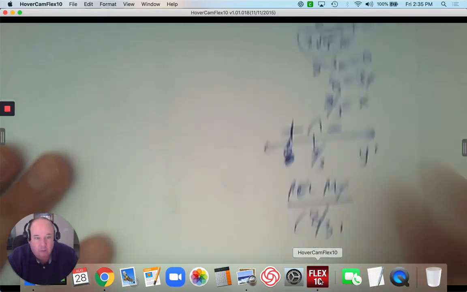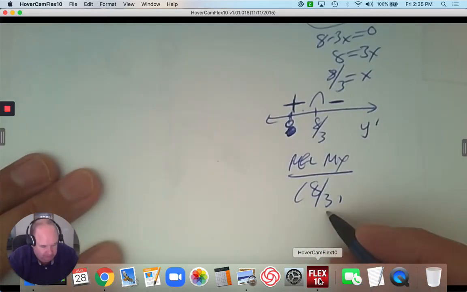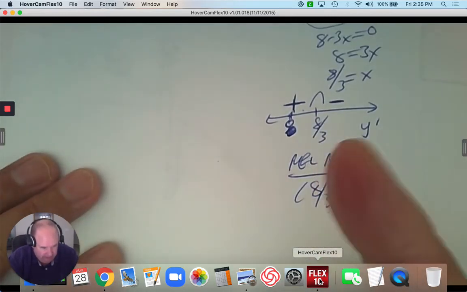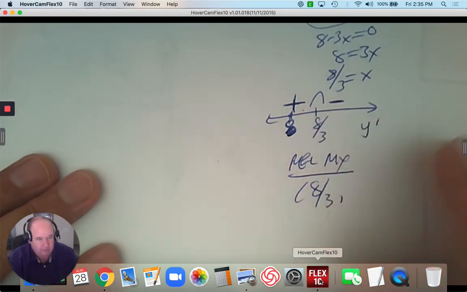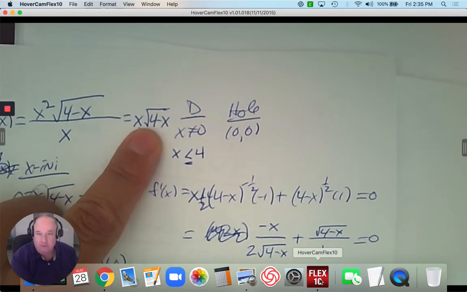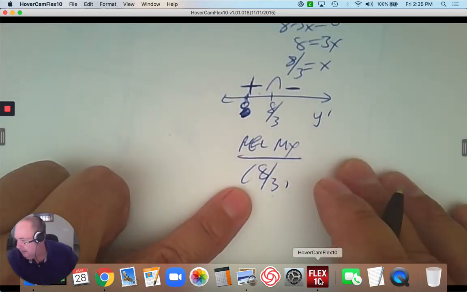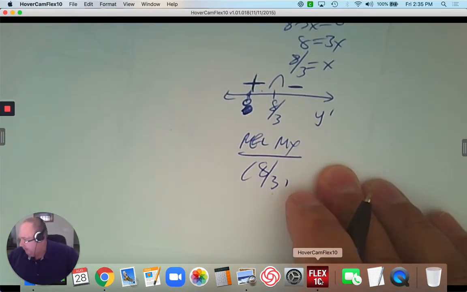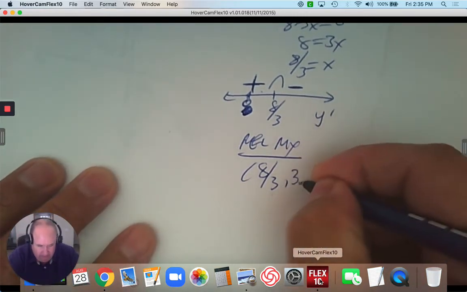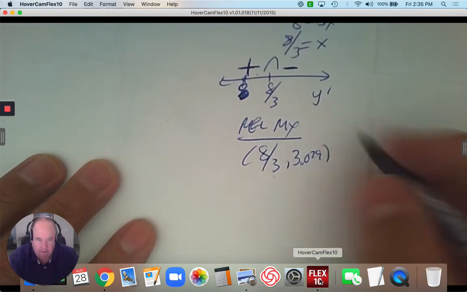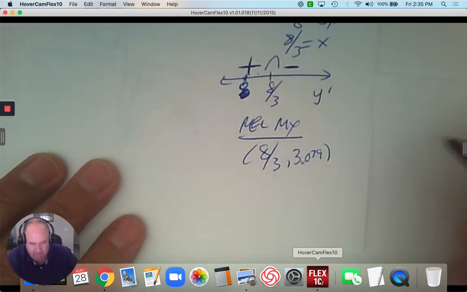To find the y coordinate that goes with that, you go back to the beginning. I'm going to do the work for you. So you would plug 8/3 back into here to find the y coordinate. If I do that, and I won't blame you for using a calculator, you would get around 3, like 3.79 if you used your calculator. So around 3 is the answer you would get.